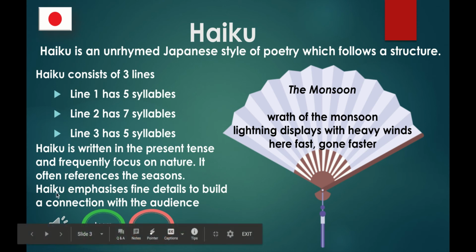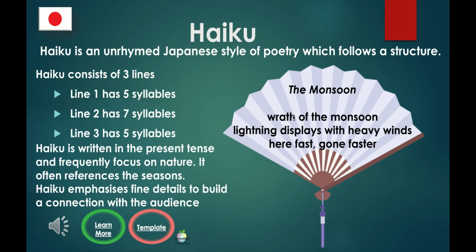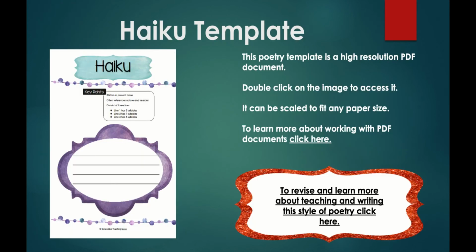With haikus, they often have an emphasis on the fine details to build that connection. When we're thinking of, in this case, the monsoon, wrath of the monsoon, that fine details, words like wrath. We talked about details in our narrative writing as well. Lightning displays with heavy winds. This is kind of 2 separate things. We've got displays of lightning along with really heavy winds. If you were talking about Chinook, you might want to be mentioning stuff like the warm winds, the strength of the wind, where is it blowing from? Just details like that to help connect with the audience.